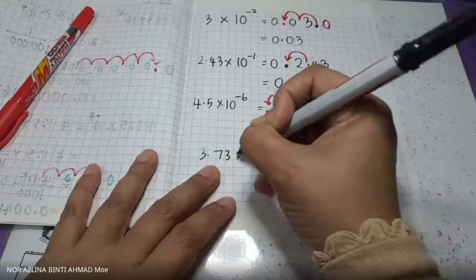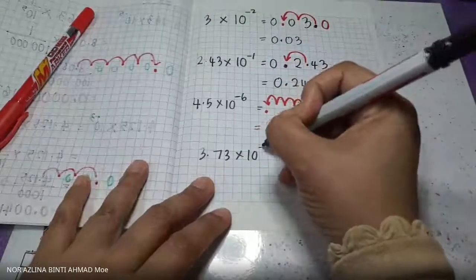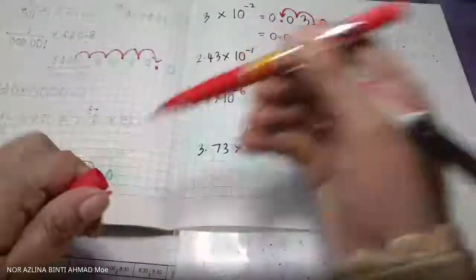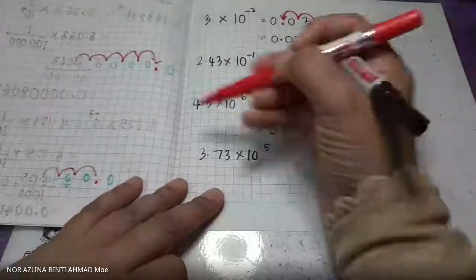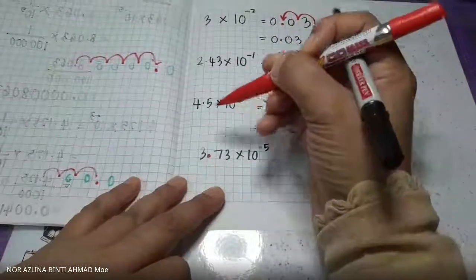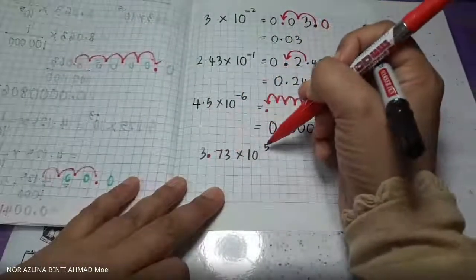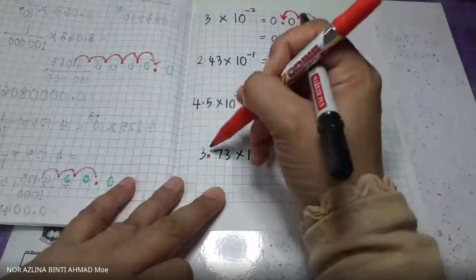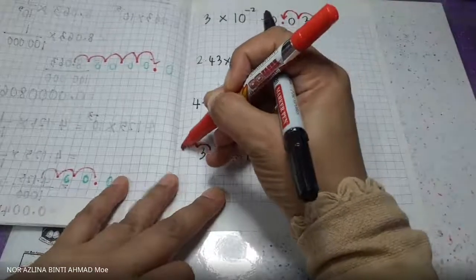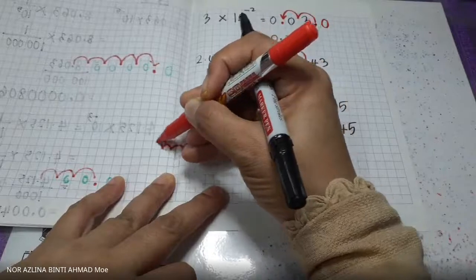3.73 multiply 10 to the power of negative 5. So from here, I don't do the first row, I go straight from the question. So 3.73, multiply negative indices. So move to the left. 1, 2, 3, 4, 5.